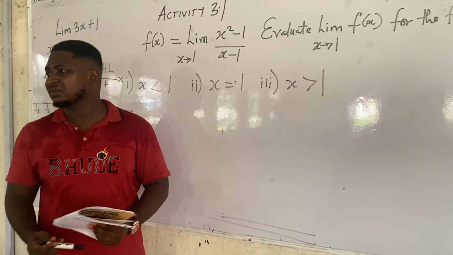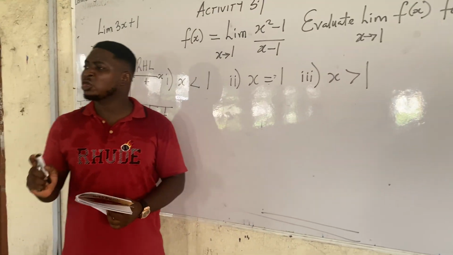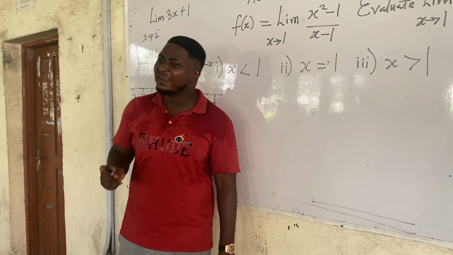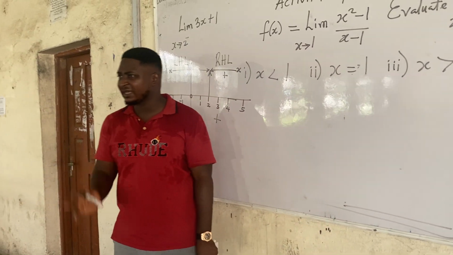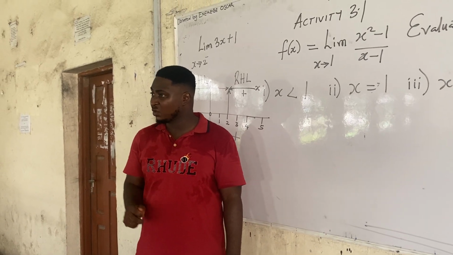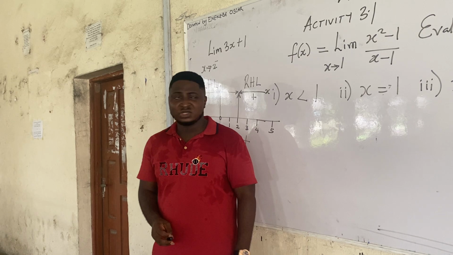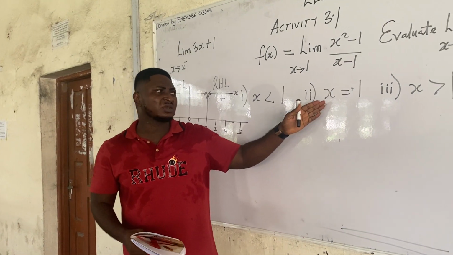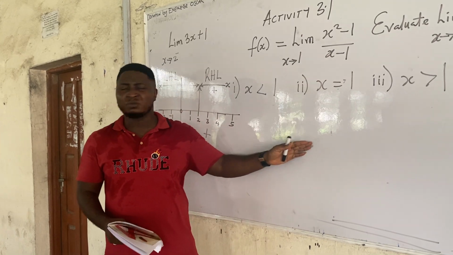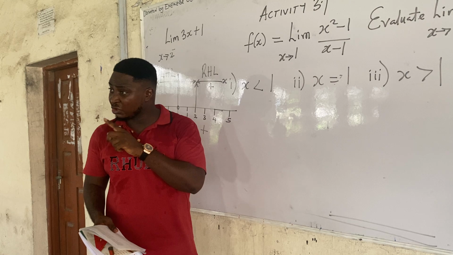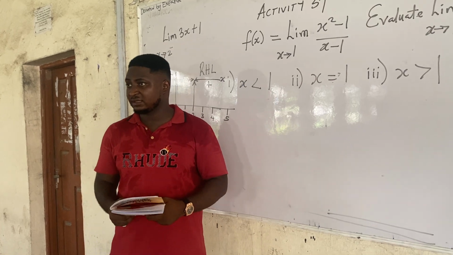Class, for the limit of a function to exist, the right hand limit must be equal to the left hand limit. For the limit of a function to exist, the right hand limit must be equal to the what? Left hand limit. So class, if this function exists, whatever we got as the limit of this function must be the same as the right hand and the left. If that's not the case, then the limit of the function does not exist.